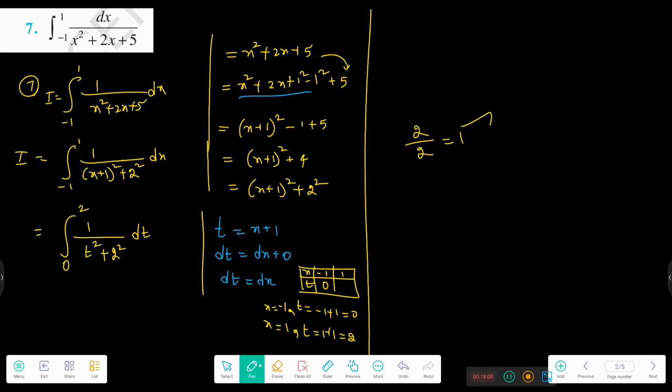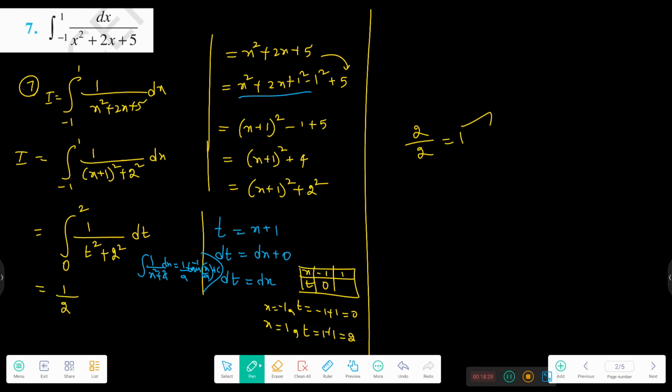So what formula do we know, children? The tan inverse formula. Can you tell me anyone? The integral of 1 divided by (x square plus a square) dx is equal to 1 by a into tan inverse of x divided by a, plus c. This is the formula that I am going to use.